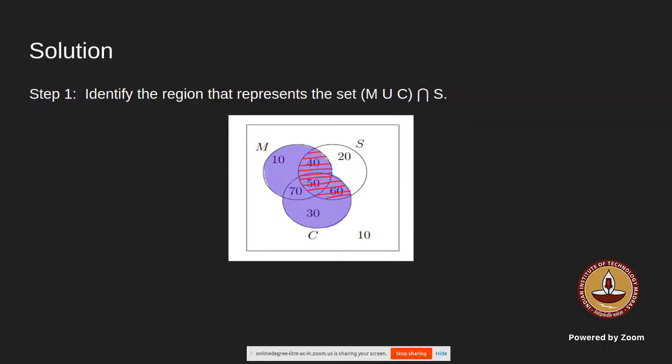You calculate it by yourself, then you will get... So 40 plus 50... Sir, I have a doubt. 80, sir. Yeah, M union. Sir, I have a doubt. Can I ask? Yeah, tell me.